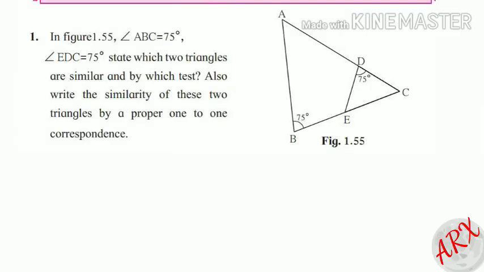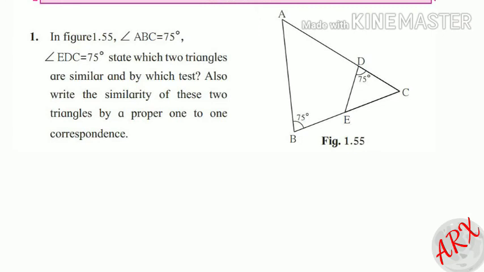Now we will move on to practice set 1.3. Question number 1. In the figure, angle ABC equal to 75 degrees, angle EDC equal to 75 degrees. State which two triangles are similar and by which test. Also write the similarity of these two triangles by a proper one-to-one correspondence.